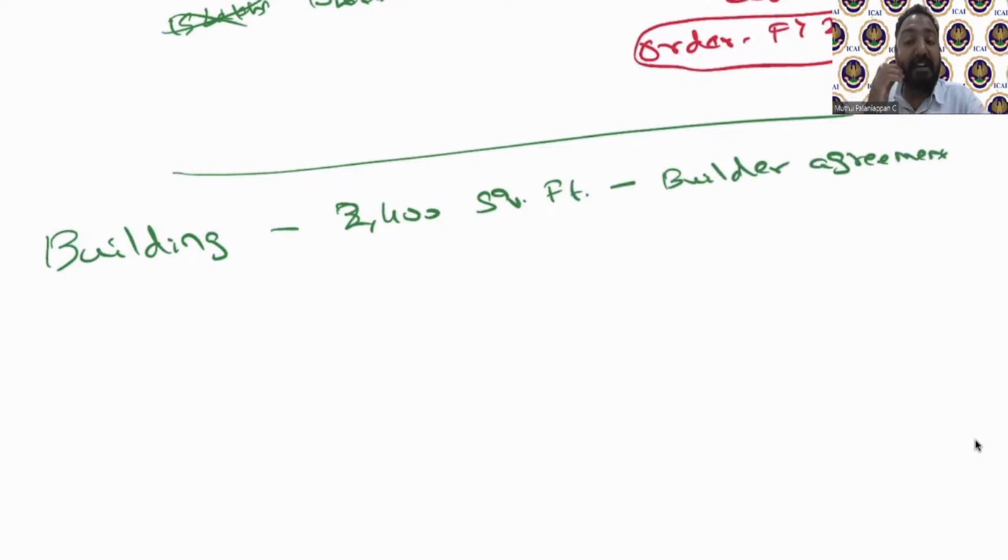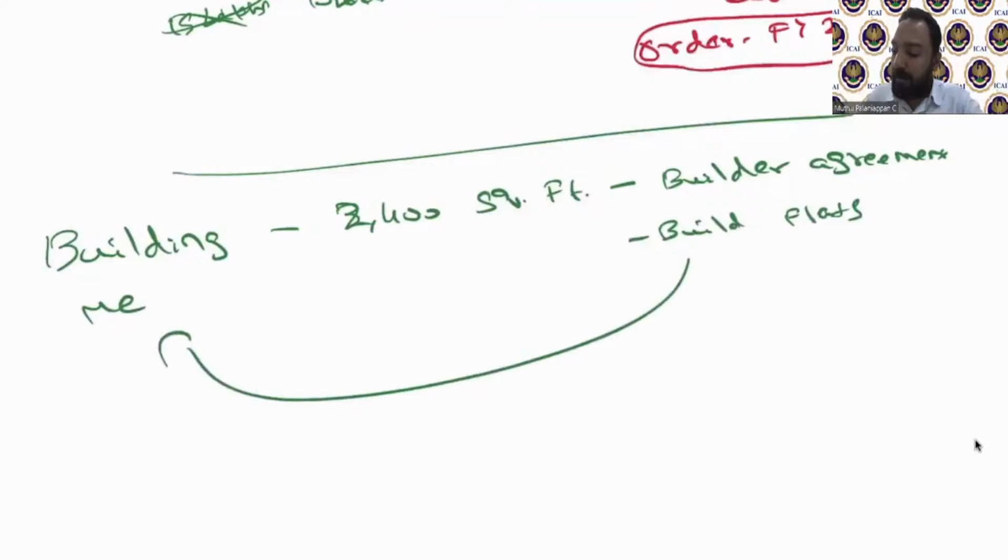So what happens? I tell the builder, so you build flats. So now what is the builder buying? The builder is actually buying this 2,400 square feet of land and a building on top of it. Then it will be demolished and built as flats. Now, how will I be compensated?